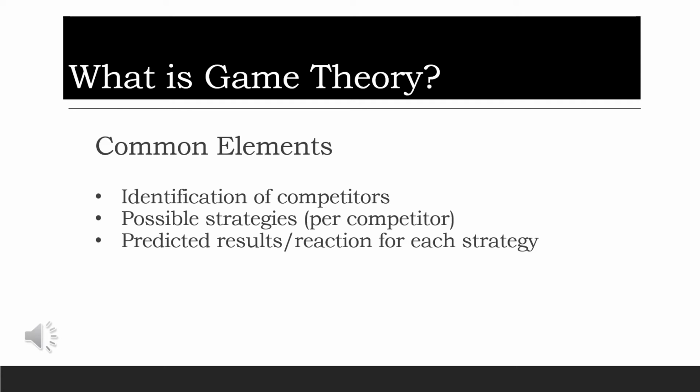But first, in order to understand the actual theory itself, you need to understand the common elements, and they're pretty basic. The first is simply to identify the competitors or the parties involved. The second is the identification of at least two, sometimes more, strategies that each of these competitors or parties involved could implement. And the third is to try to predict what the results would be for party A versus party B implementing a particular strategy, and then maybe the reaction from that competitor to the implementation of said strategy.